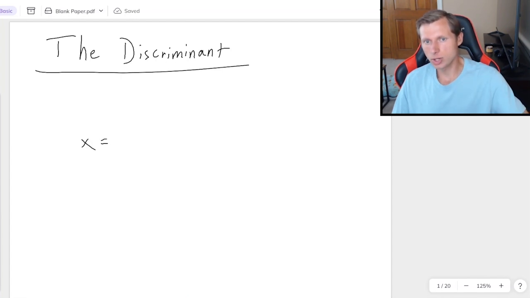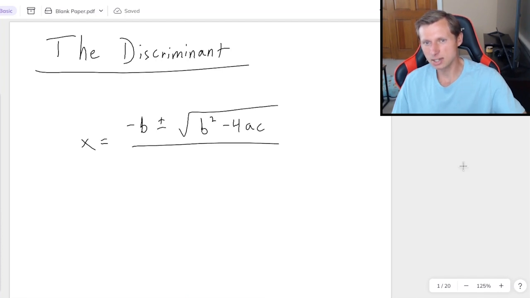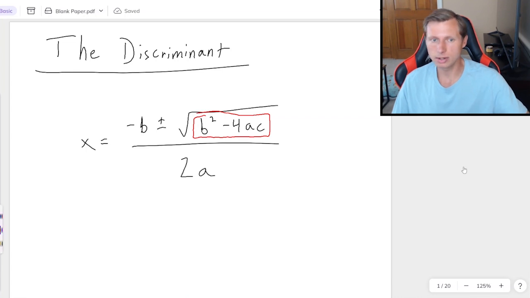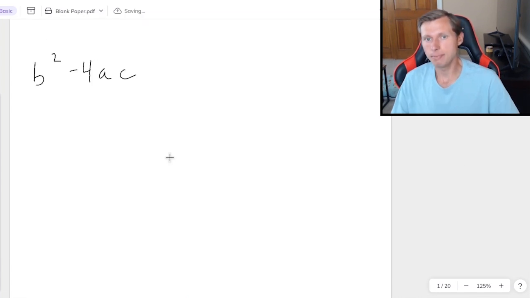So we remember the quadratic formula. Well, maybe you don't, but I do. x equals negative b plus or minus the square root of b squared minus 4ac all over 2a. Our favorite equation, of course. Well, the discriminant is literally the part under the square root. It's b squared minus 4ac. And depending on the result of the discriminant, that will tell us how many solutions we have.